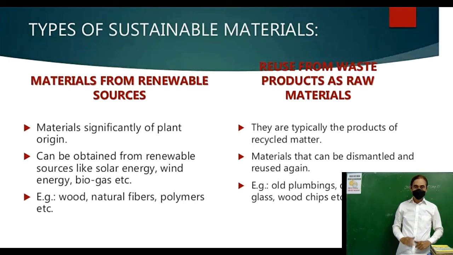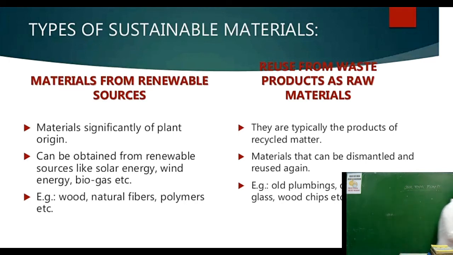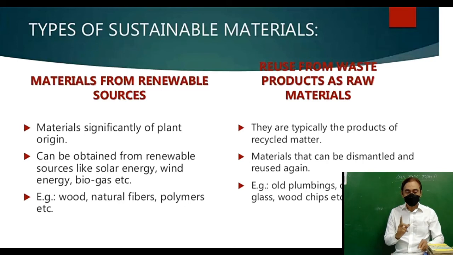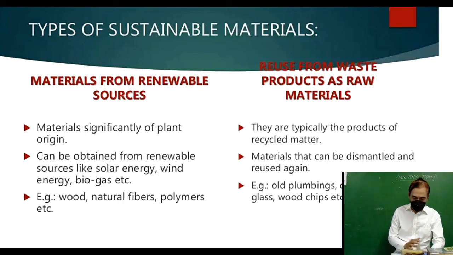Now, let's go to reuse from waste products as raw materials. They are typically the products of recycled matter, materials that can be dismantled and reused again. Examples: old plumbing, doors, crushed glass, wood chips, etc.